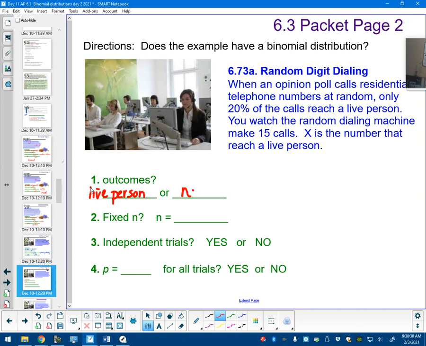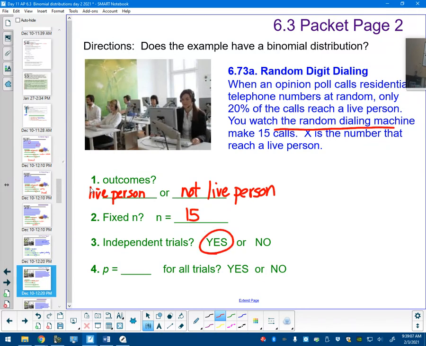Right. Not live person, meaning recorded. All right. Do we have a fixed number of N? Fixed number of outcomes. Joey? Yep, we have 15. So this is true. Are they independent, Alexis? Yes. Because of the word? Yep.